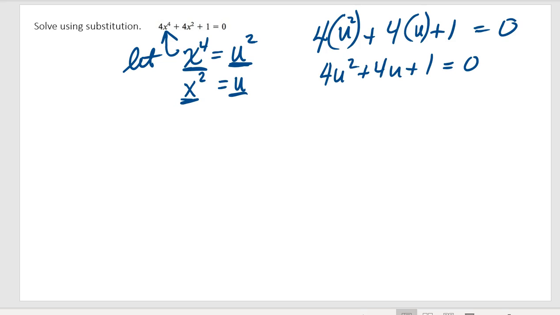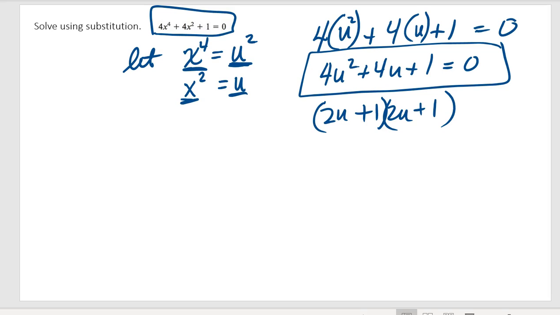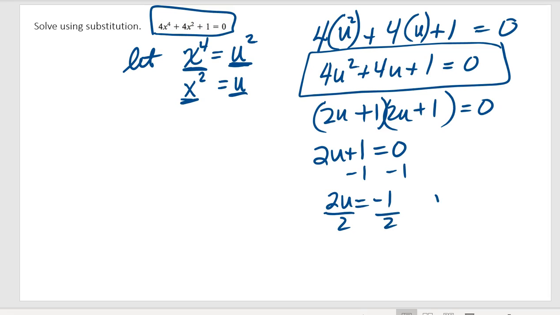Now, this is not our real equation, right? But this has been reduced to a quadratic form equation that we can solve. And I can just use this factoring and use the zero factor property by setting each factor equal to 0. I only need to write it once since I have the same factor. And I say that u is equal to negative 1/2.